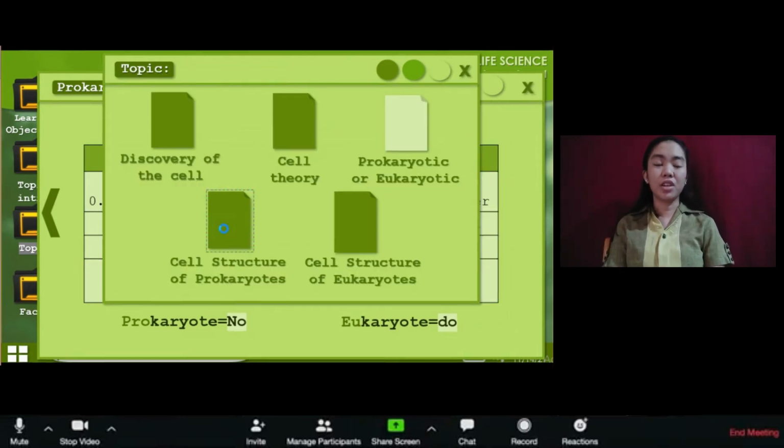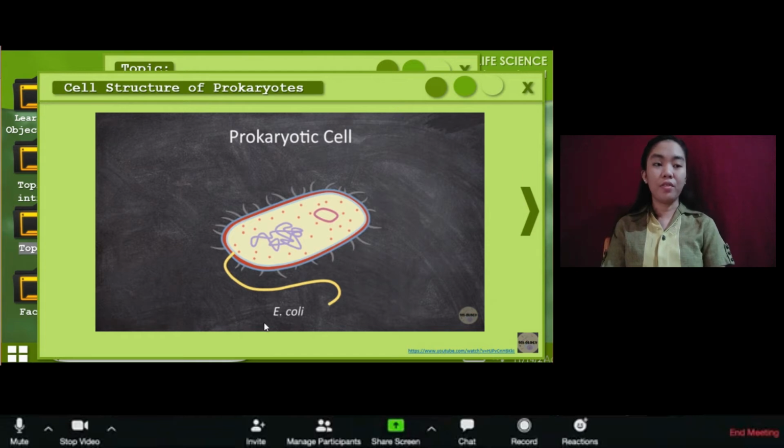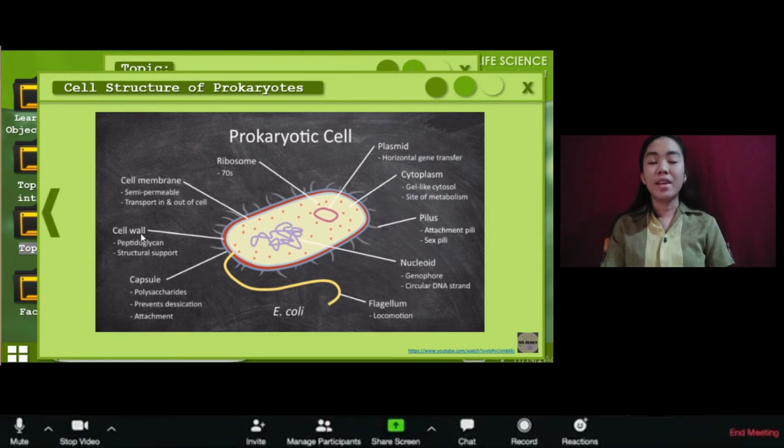Next is the cell structure of prokaryotes. This is an example of E. coli, a bacteria mainly found in the intestine of humans and animals. It has many parts such as the capsule, cell wall, cell membrane, ribosome with 70S, while in eukaryotes, it is 80S. So in a prokaryotic cell, the ribosome is smaller. Plasmid, cytoplasm, pilus, which has two functions, attachment pili and sex pili. Attachment pili help them attach to surfaces, while sex pili are for bacterial conjugation. Nucleoid, flagellum, which is for the locomotion or movement of the cell.